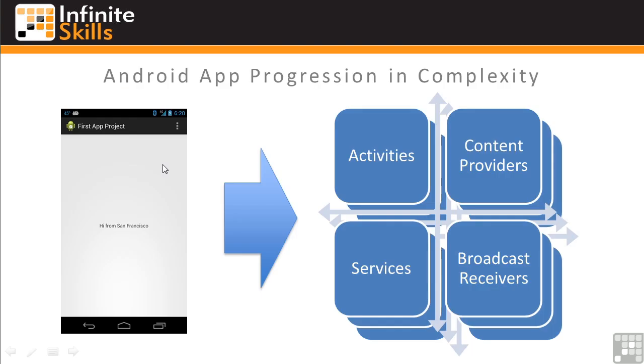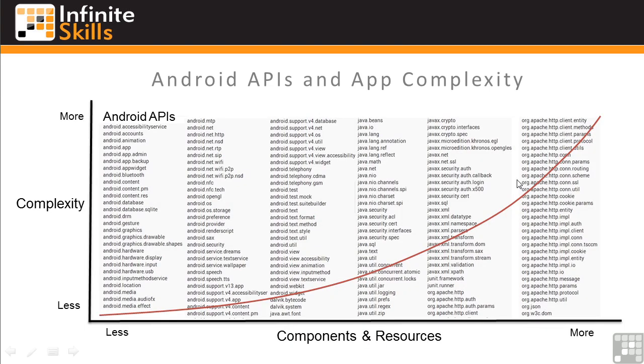Our first app consists of a simple single activity component. As we add more components and types of components, our apps will obviously become more complex. Another way to view this complexity is looking at the number of Android APIs. There are about 150 APIs in the Android system, and each of these contains multiple classes that in turn contain multiple methods. That means that there are thousands of different methods to choose from.